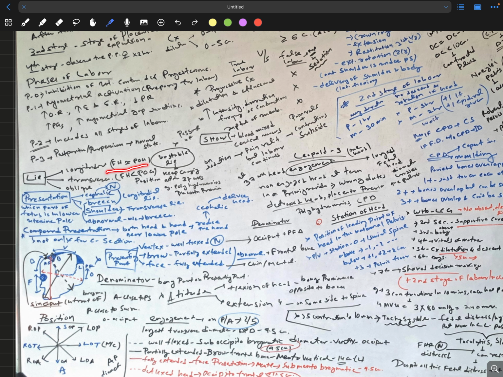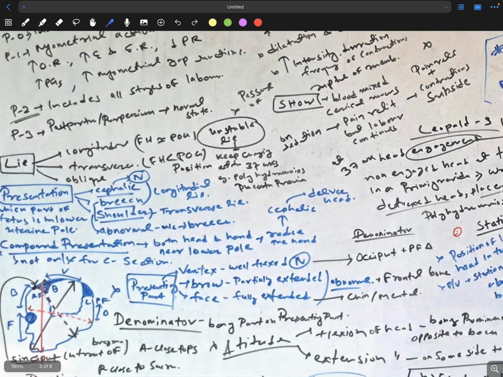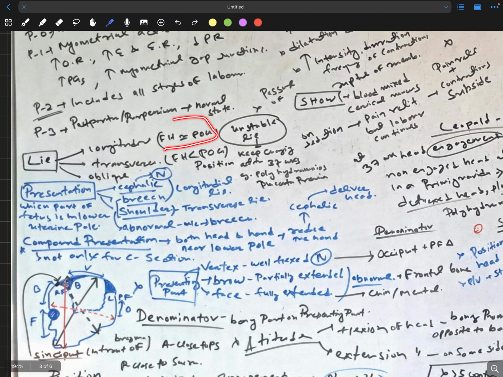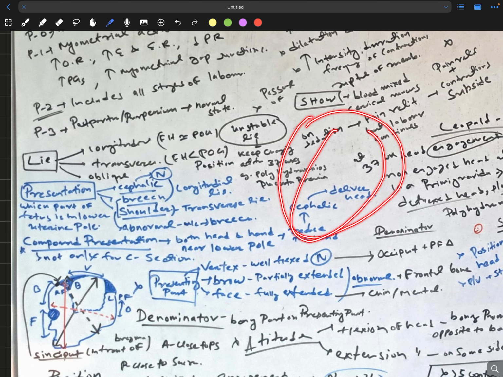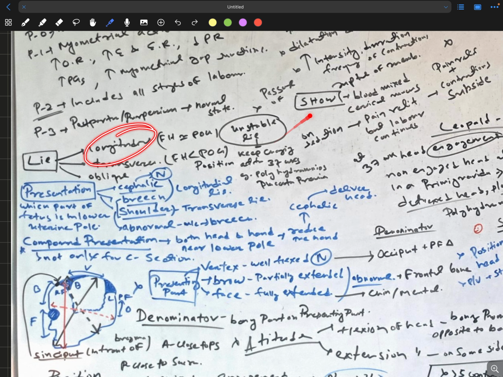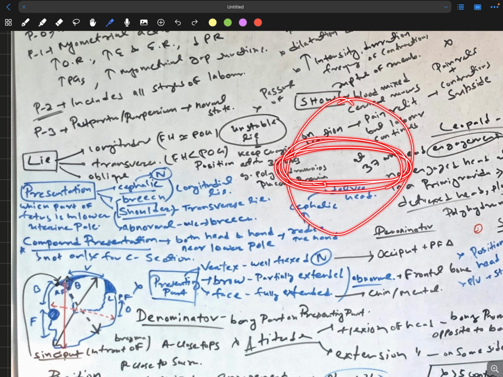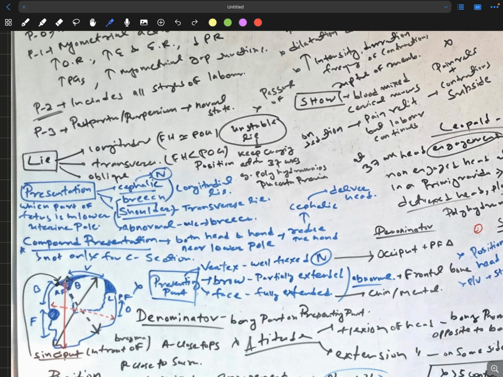In longitudinal lie, the fundal height corresponds to the period of gestation. In transverse lie, fundal height is obviously less than the period of gestation. You can imagine that. The longitudinal lie is the normal lie, so here the fundal height will correspond to the period of gestation. But in case of transverse lie, the fetus is lying across, so this part of the mother's womb will protrude. We measure fundal height like this, so it will obviously not correspond to the period of gestation.